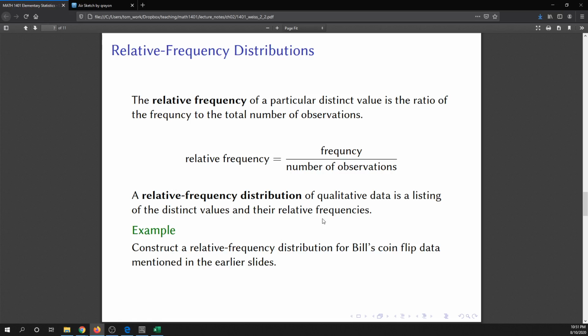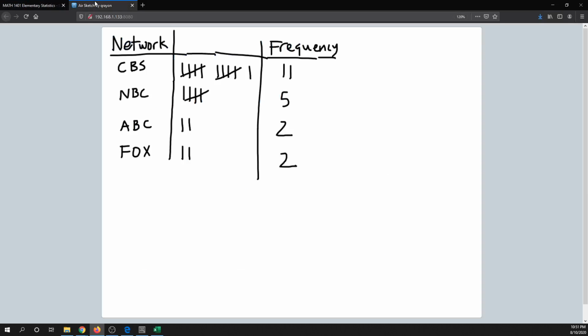And I erased Bill's coin flip data, so I shouldn't have done that. So let's go back to the coin flip data. It was heads and tails, and it was 3 and 2 on the coin flip data. And so this was the frequency. The first thing that you would need to do is to total these numbers up. 3 plus 2 is 5.